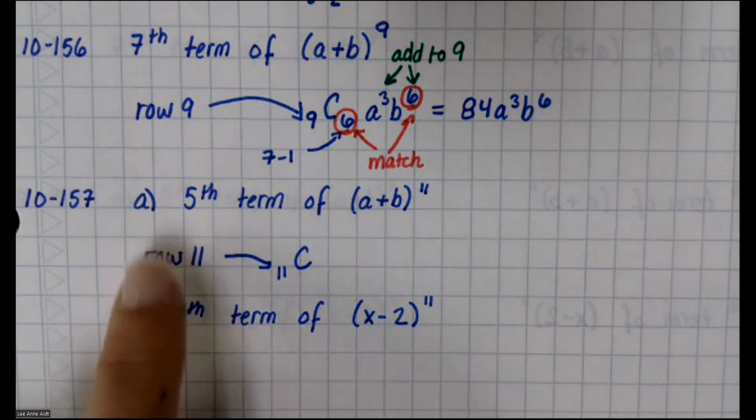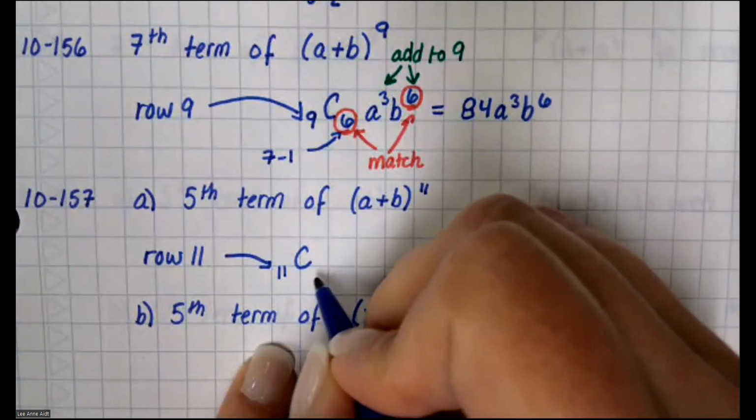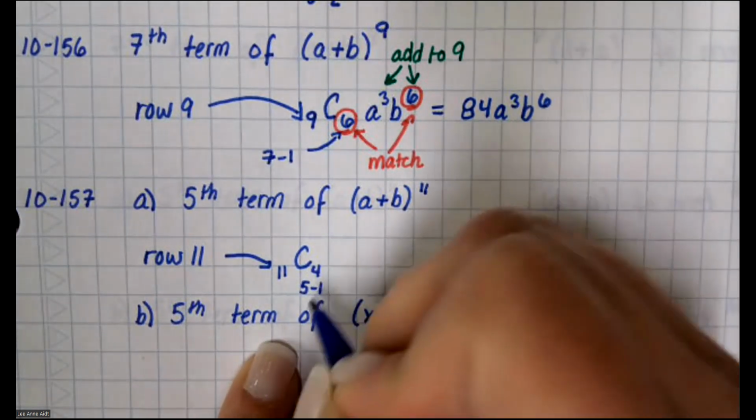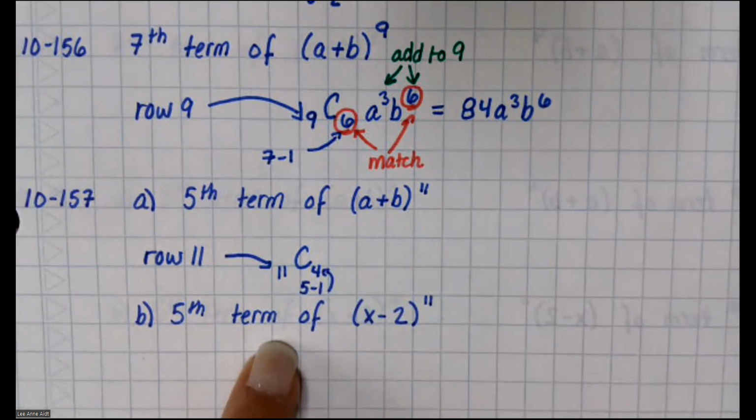Okay, row 11 means that we're going to have 11 combination something. Okay, are you with me so far? Okay, now we want the fifth term. This number is going to be, yep, 5 minus 1 is 4. 11 combination 4. Okay, you're good so far?